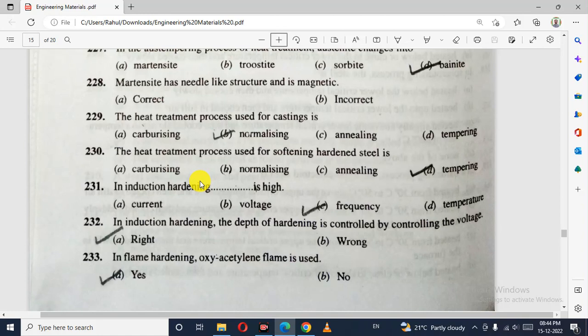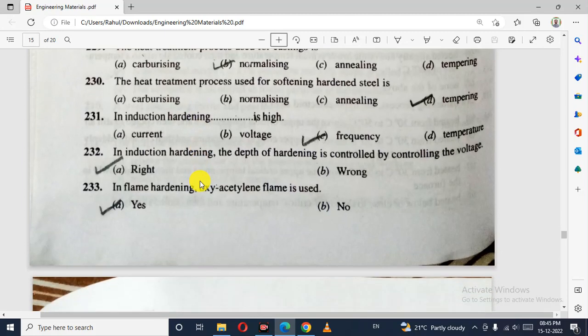In induction hardening, the frequency is used. In induction hardening, the depth of hardening is controlled by the frequency. In flame hardening, oxyacetylene flame is used.